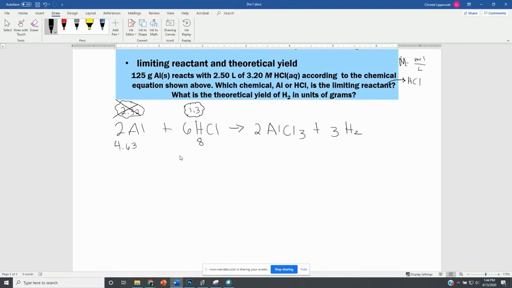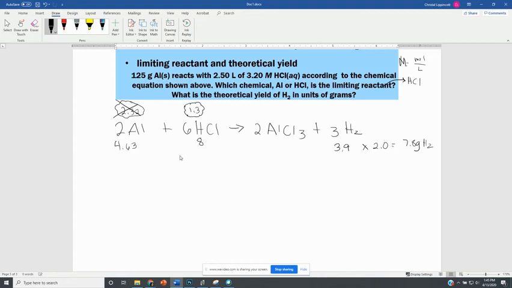And if we take our cloud and we multiply it by 3, we end up with 3.9 moles here. But they wanted to know that in grams. So 3.9, we're going to multiply that by the molar mass for H2, which is 2. And so we end up with 7.8 grams of H2 produced.